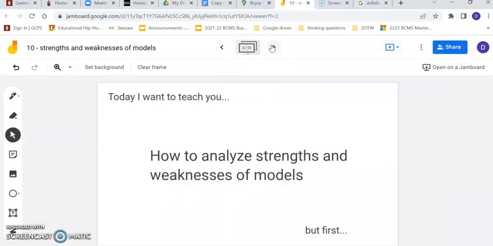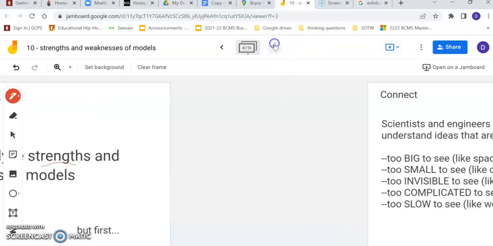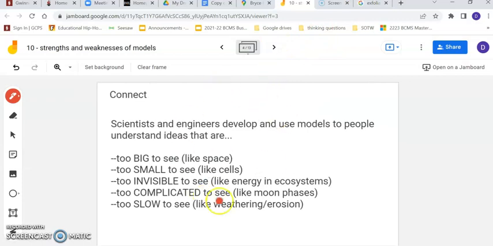All right. So much like you just tried today, I want to teach you how to analyze the strengths and the weaknesses of models that you see. We have been talking about models. We talked about them a while ago in class before you were making them. A couple things to remember about models. Scientists and engineers develop and use models to help people understand ideas that are too big to see, too small to see, too invisible to see, too complicated to see, too slow to see. Models are all about helping you see something you can't normally see to help you understand it better. That's what models are for.